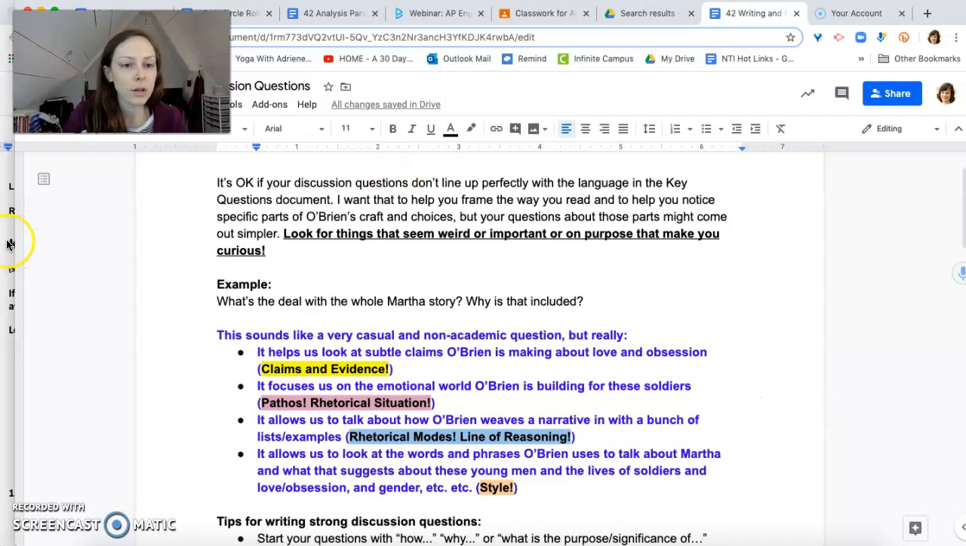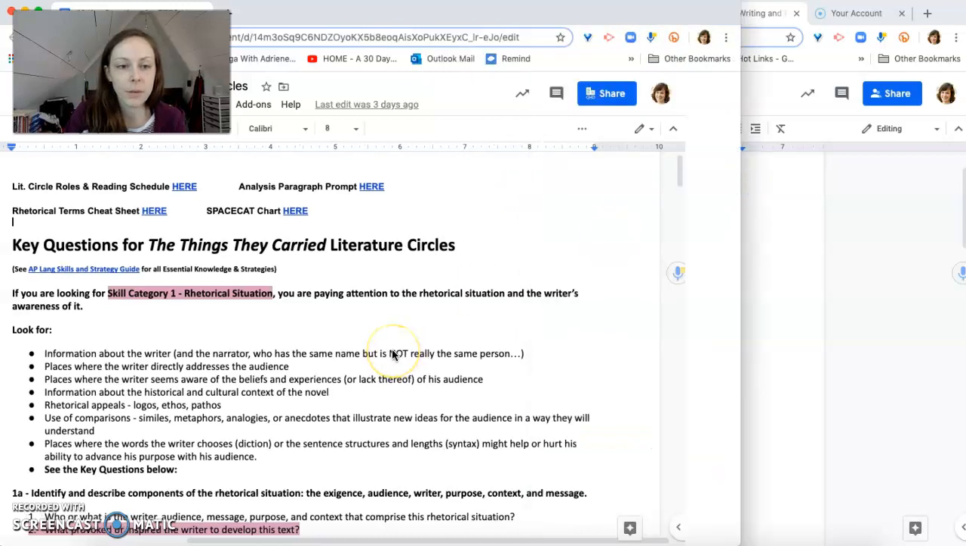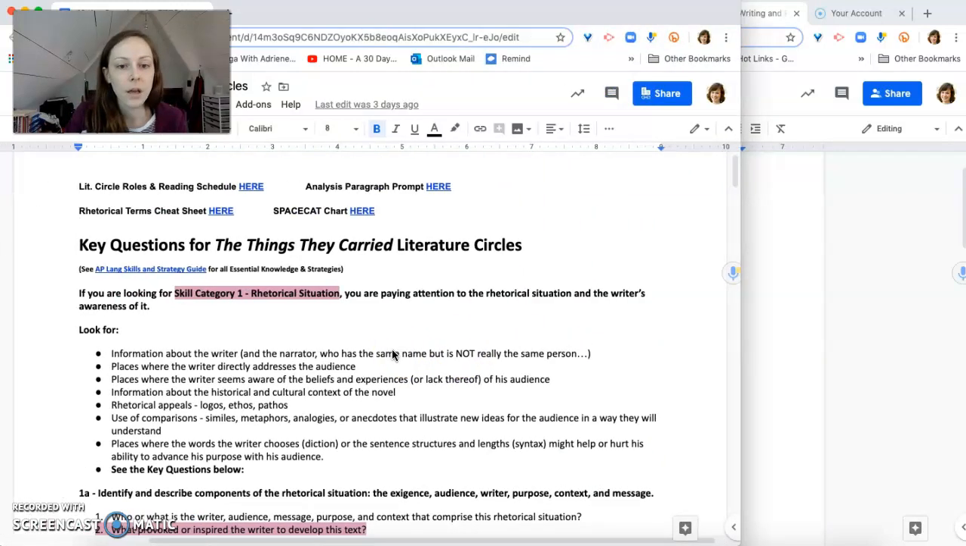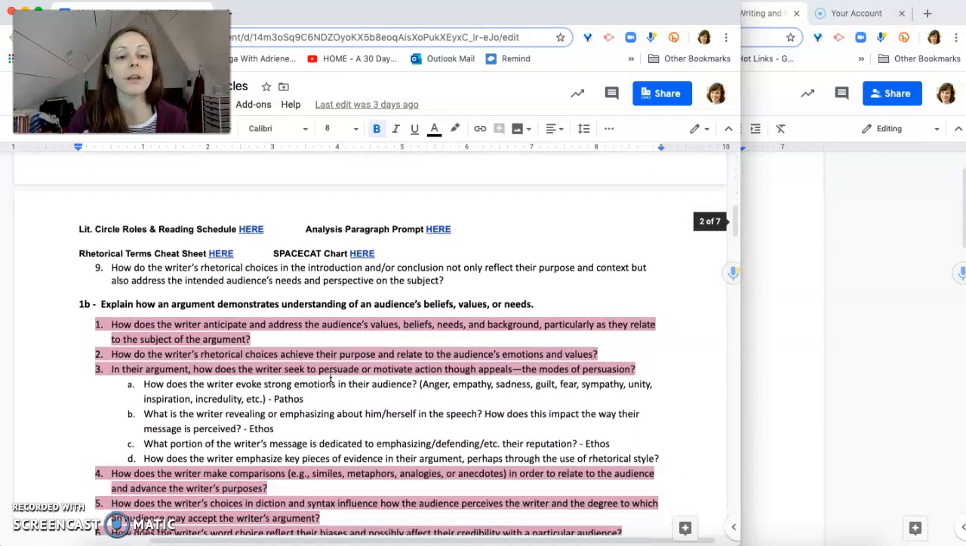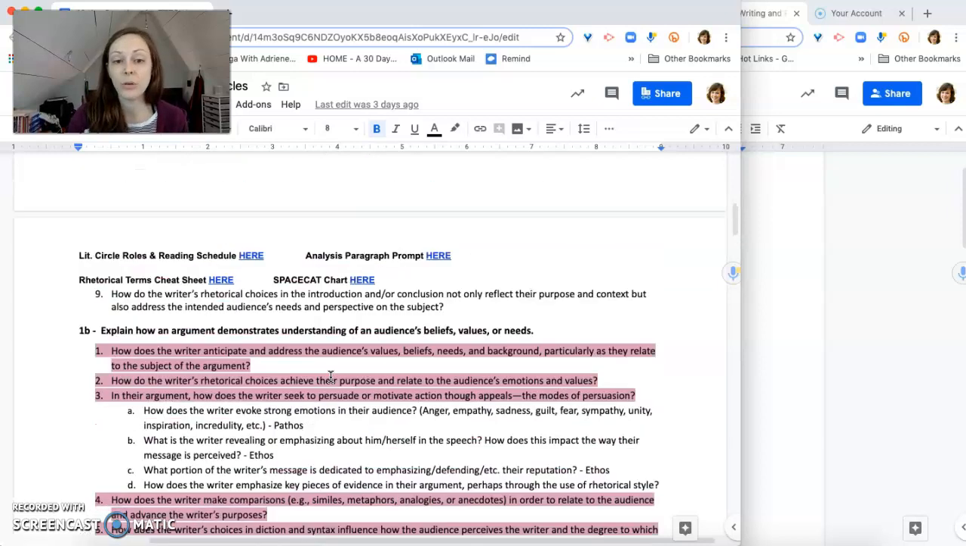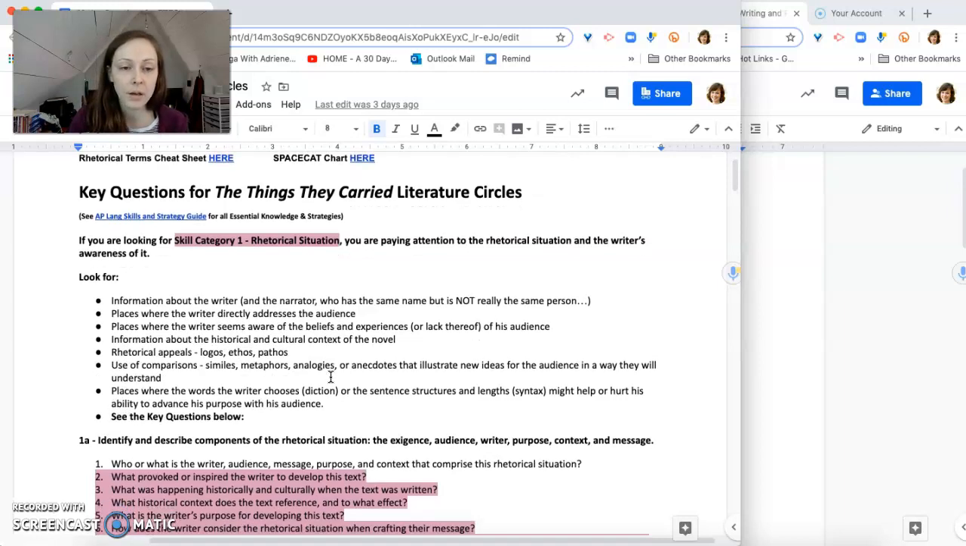So to start, I gave you all this document, and I think it might be a little bit overwhelming, and I don't expect you to internalize everything that's in the document. I don't expect you to find all of those things or look for all of those things in the section that you're focusing on. I just kind of dumped everything that you could think about or look for based on your skill category into that document. So please don't get overwhelmed by that.